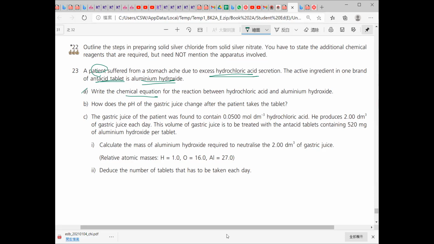A. Write the chemical equation for the reaction between HCl and aluminum hydroxide. So what is that? Aluminum hydroxide reacts with HCl. So somebody may find it hard to write down the balanced equation, but don't worry, you may need to write down the salt formula first.